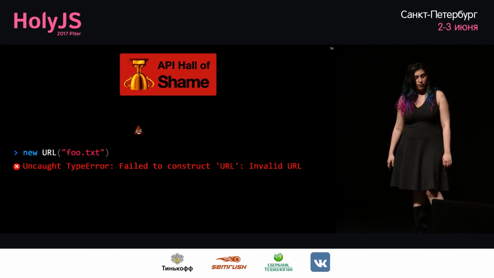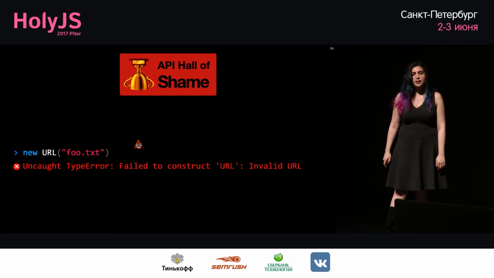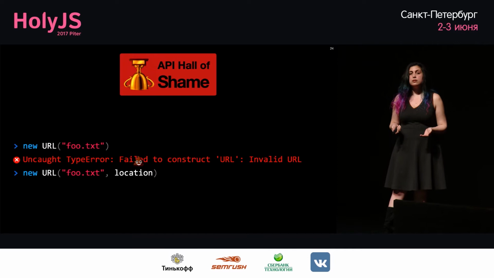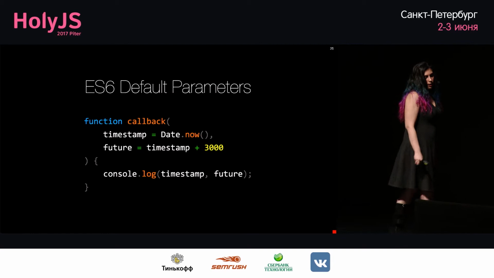Failed to construct URL, invalid URL. The first time I got this, I was like, what? What is invalid about this? Well, it turns out you have to provide a base. If it's not an absolute URL, you always have to provide a base, even if it's just location. Why couldn't location be the default? And indeed, if I provide location, it works just fine. Especially these days, there's no excuse.